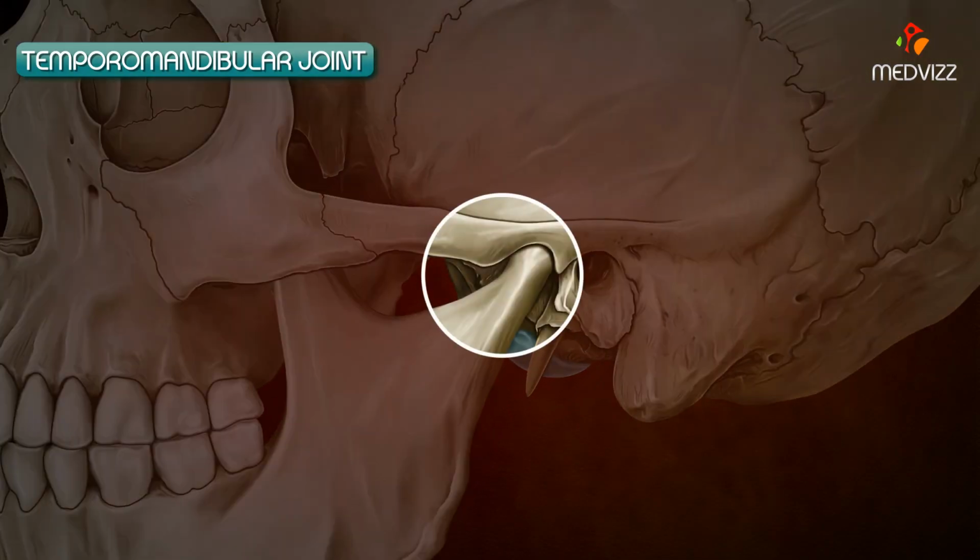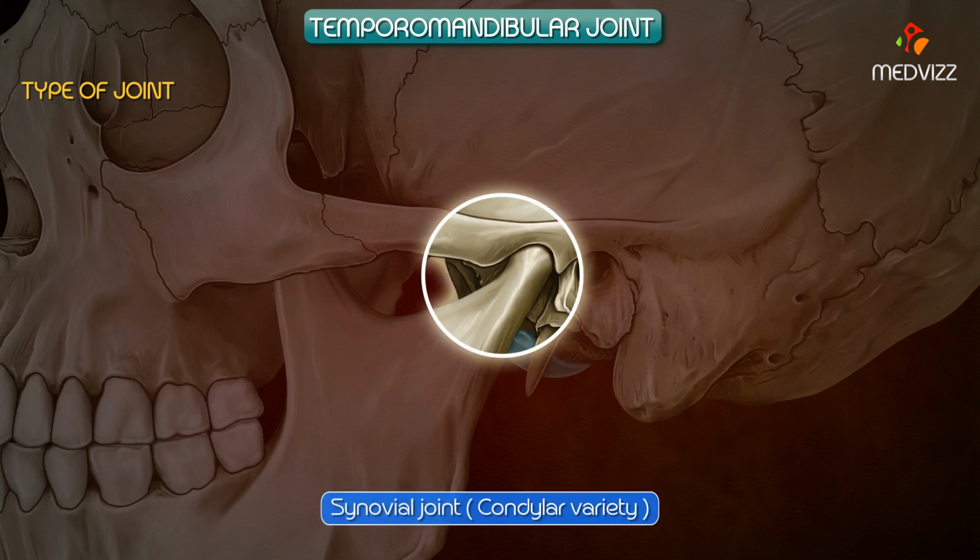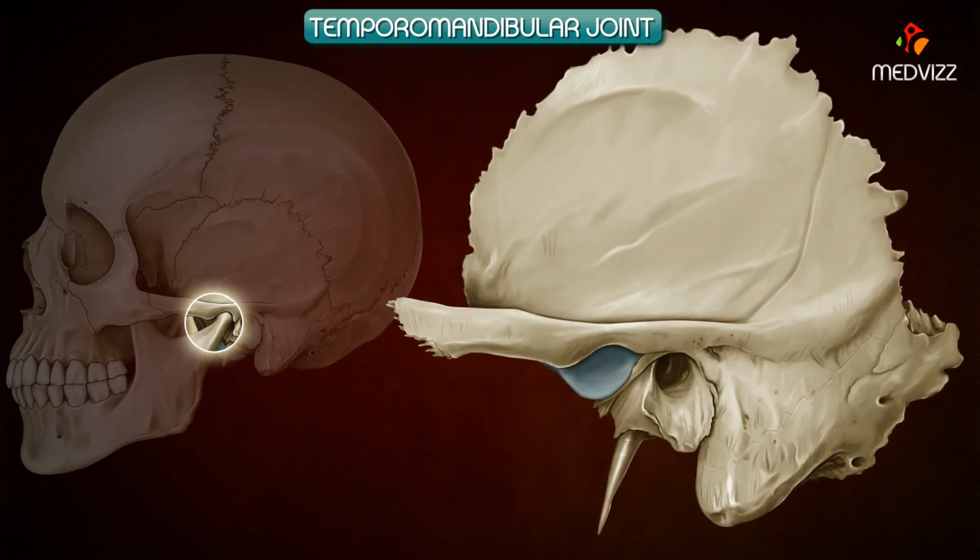Temporomandibular joint. What type of joint is it? It is a synovial type of joint and it is of condylar variety. As you can see in this closer picture, this joint has an articular surface.